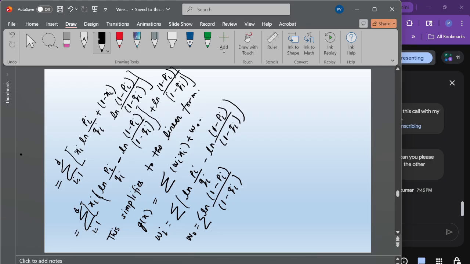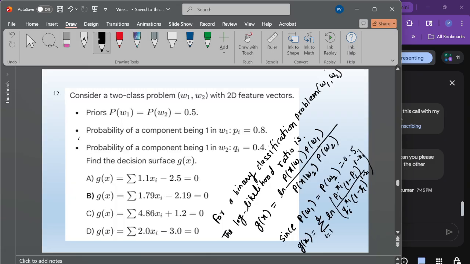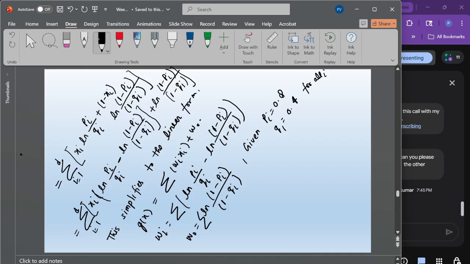So here, given pi is 0.8 and qi is 0.4 for all i. In the question itself it is given here for all i. But here two classes are there, so for class 1 and class 2 you can say that. So first we will calculate the weight.